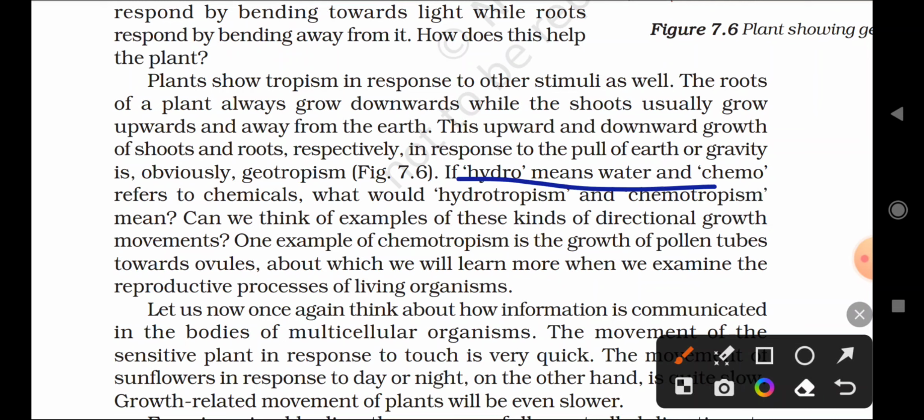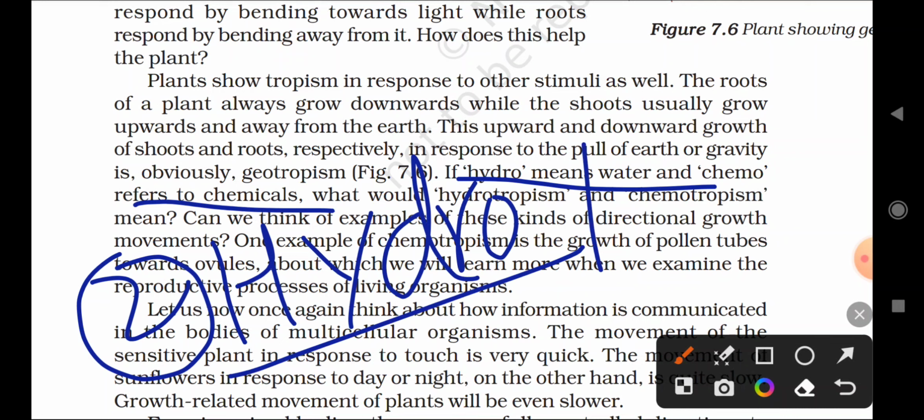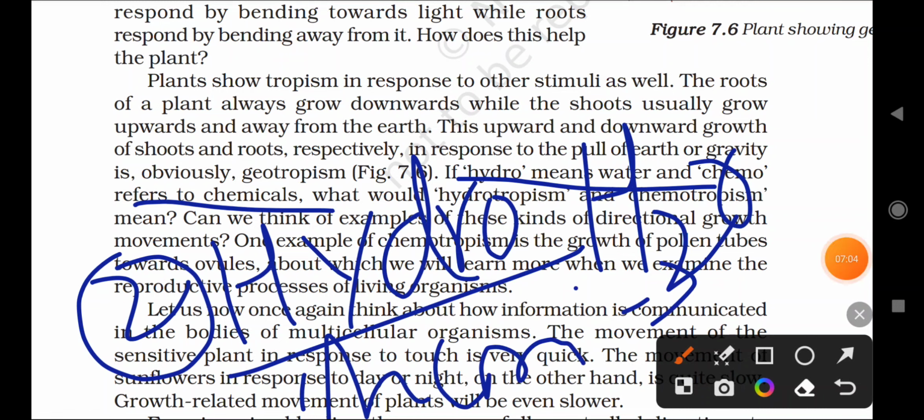Hydro means water and chemo refers to chemicals. Okay, the other two types we discussed: hydro, correct? Hydro meaning is water only, correct? Chemo means chemicals.